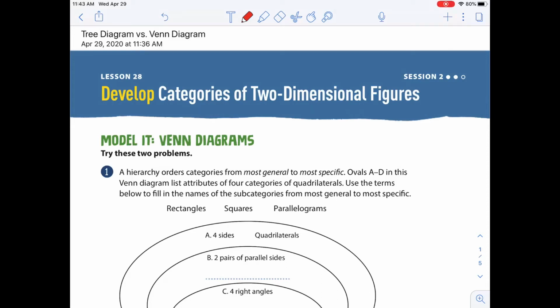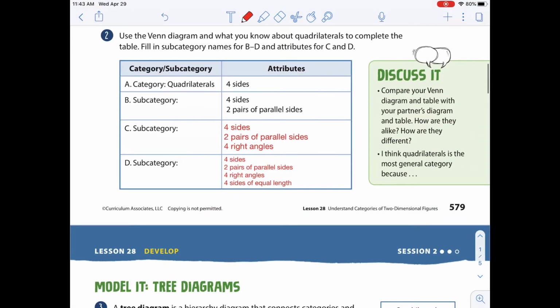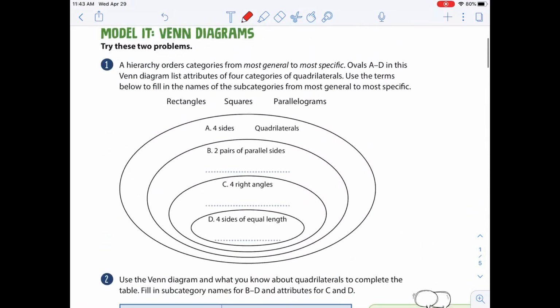Good morning, everyone. I just wanted to attach a quick video for one of the assignments that you have this week. I'm using some of the student workbook pages to help you with this. So if you can flip to page 579 of your student workbook, we can go ahead and get started.